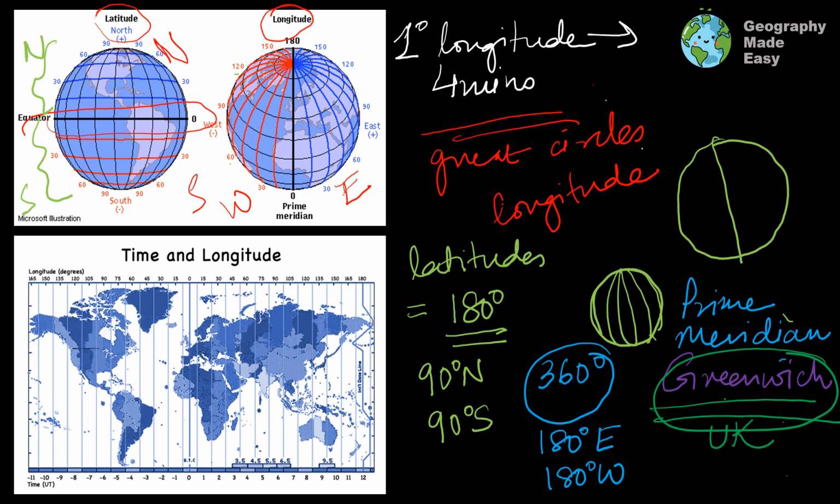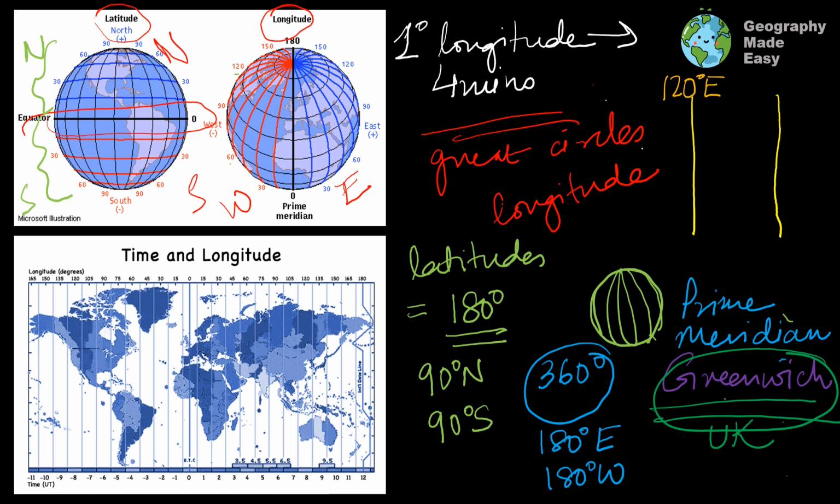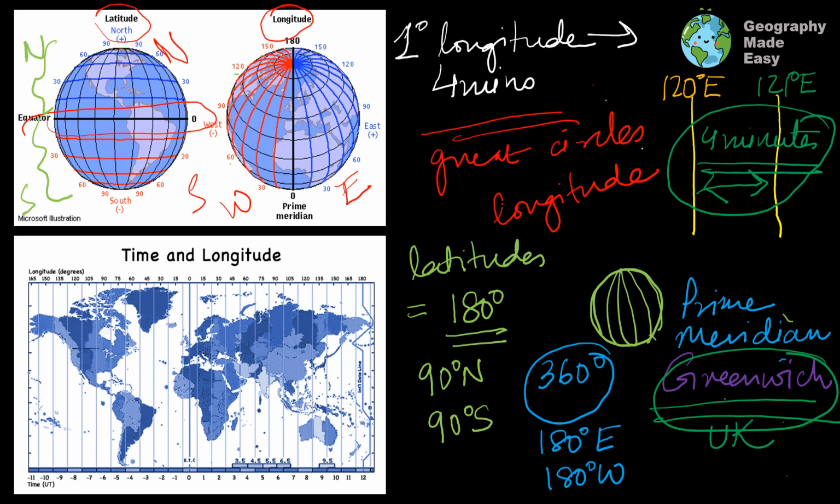So for example, say I have two longitudes, and let us write the values. This is say 120 degrees east, and this is 121 degrees east. The difference between these two longitudes is how much? 4 minutes. We will be using this to do our calculation.